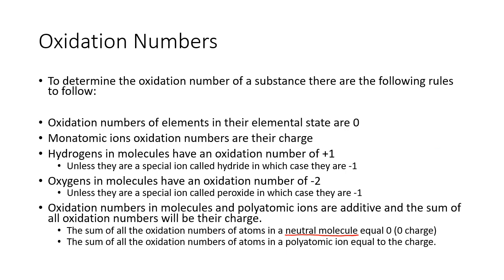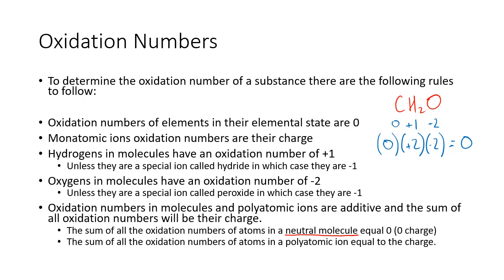Let's try another one, something like CH2O. The oxidation number of the hydrogens is +1, so together they are +2. The oxygen is -2, since there's only one of them. We know that it is neutral because there's no charge on it. So the oxidation number of the carbon must be 0. And sometimes that can be 0 as well.